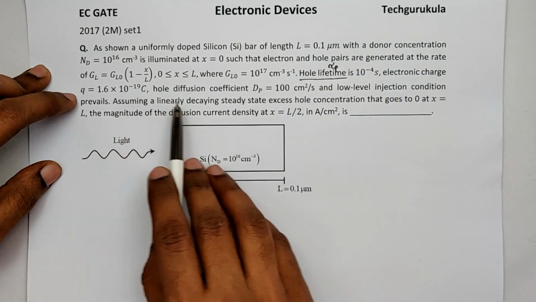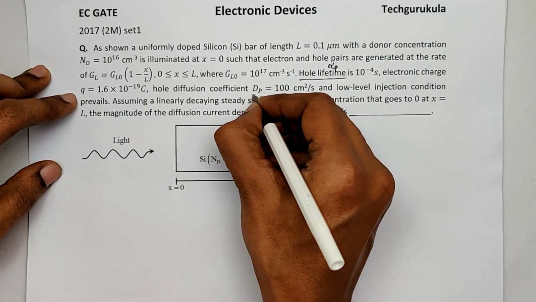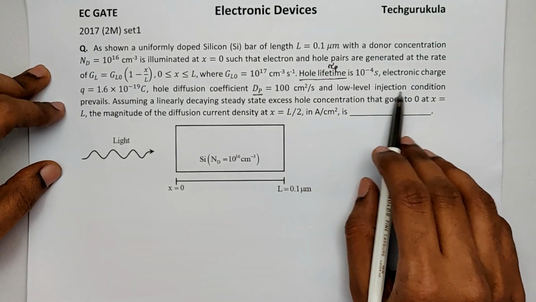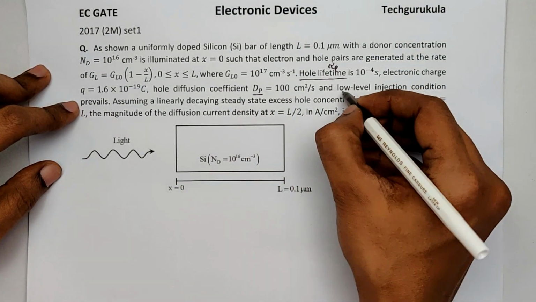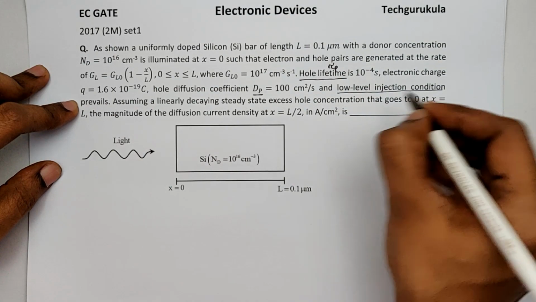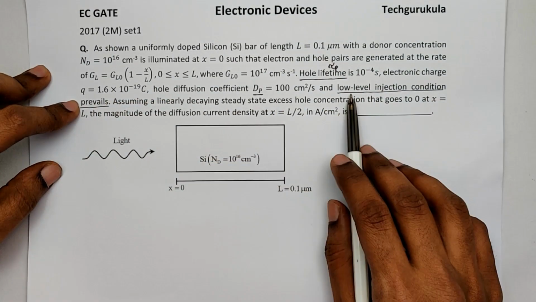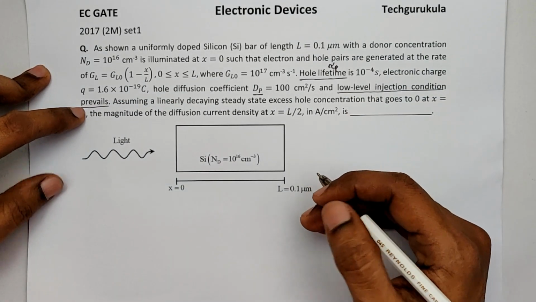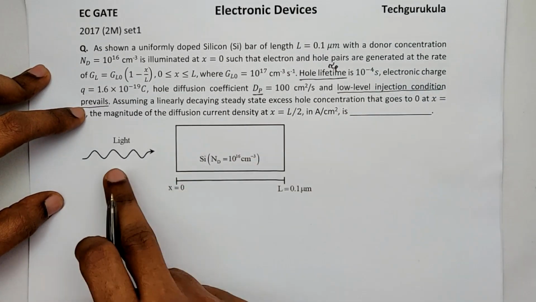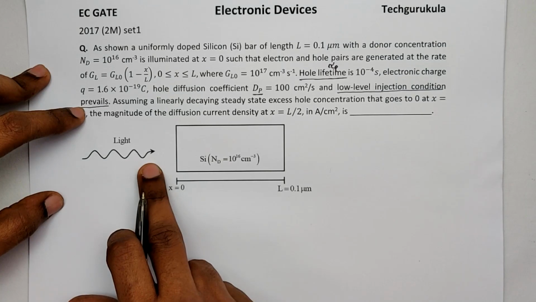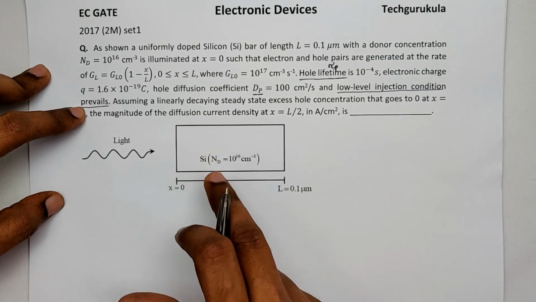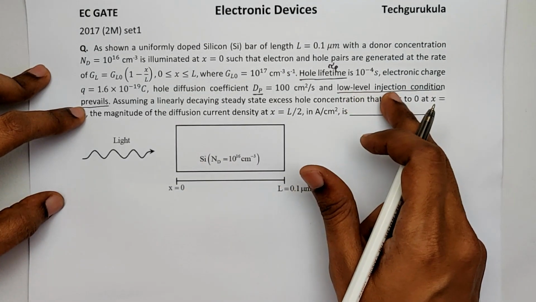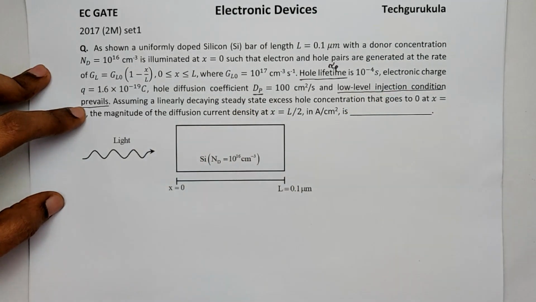Electron charge is given. Hole diffusion coefficient is given, Dp, 100 centimeter square per second, and low level injection condition prevails. So this is an important point, that low level injection condition prevails. What it means by low level injection is when we try to inject extra carriers by shining light, in which case the majority carrier concentration doesn't change much. That's what it means. So let's see that here.